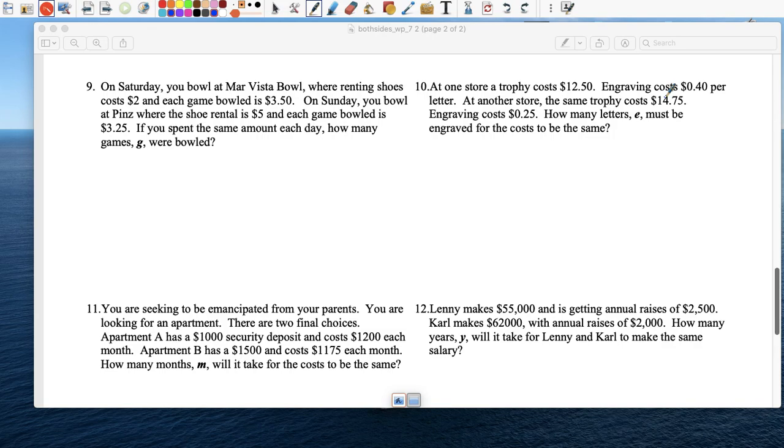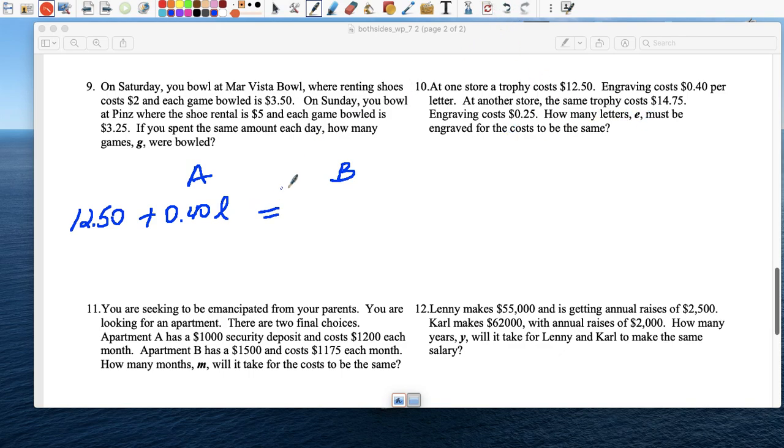So what we need to do is set up. Let's call store A and store B. In store A, you need to pay $12.50 plus 0.40 cents per letter, and I'm going to use the letter L. I think that's letter E, actually.